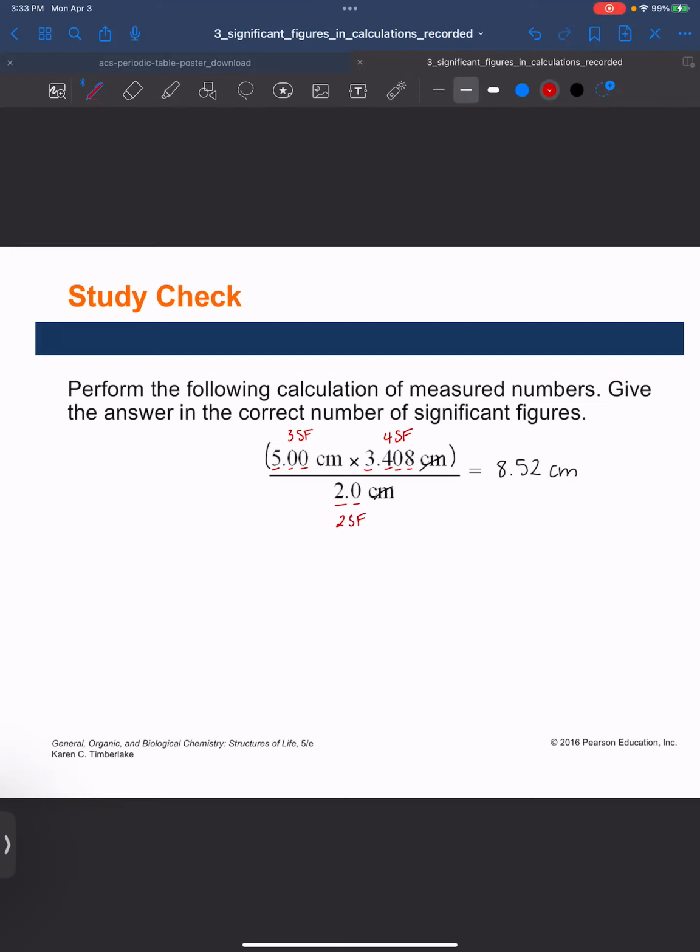So in multiplication, we report to the fewest number of sig figs. And so this answer should be reported to 2 significant figures. The number we're dropping is 2, which is 4 or less, meaning that the 5 does not go up. It stays the same. And so our final answer is 8.5 centimeters.